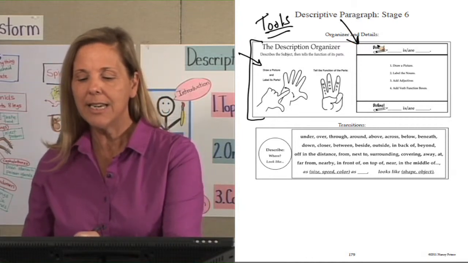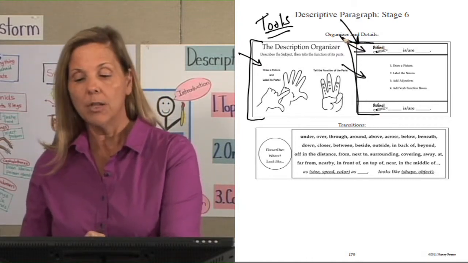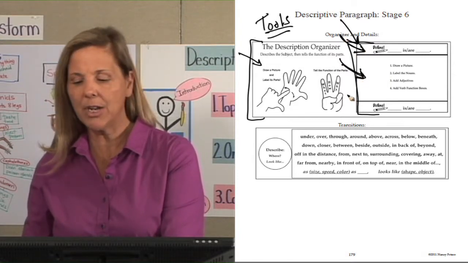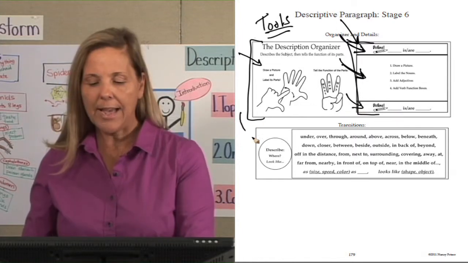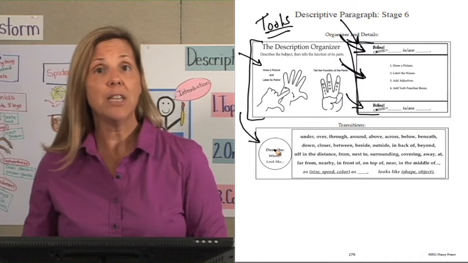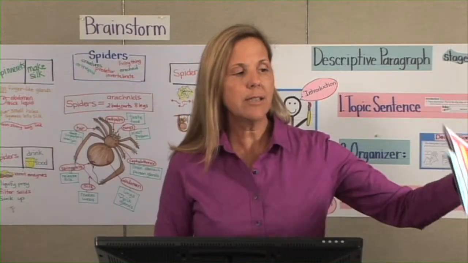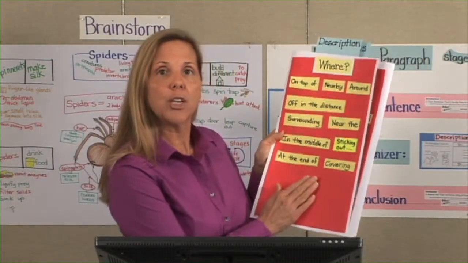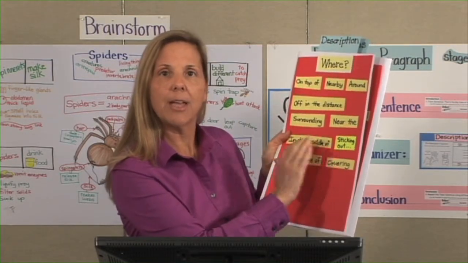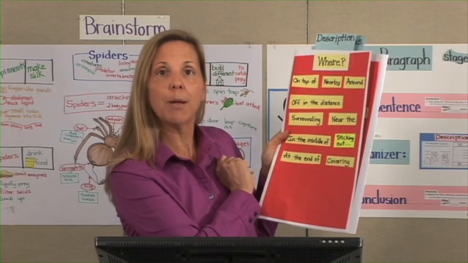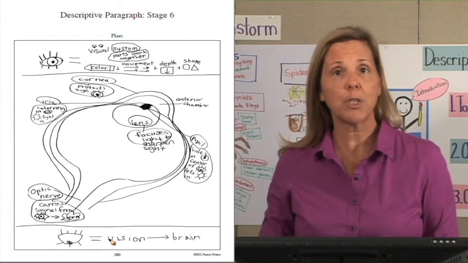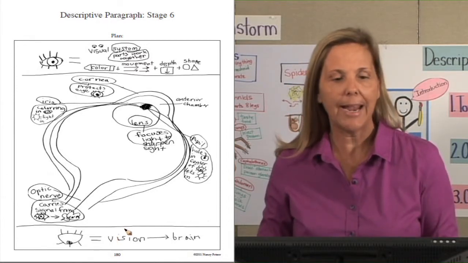Also in this box is the organizer itself, showing you where the topic sentence of the introduction, the body where the details go, and the conclusion. Below that are transition words that you can use for a descriptive piece of writing. I highly recommend that you put those transition words on a large chart so when you're ready to use them, the kids can look at them up on the wall or you can just pull them up quickly on a chart. On page 180, you will find a sample description organizer completely filled out.